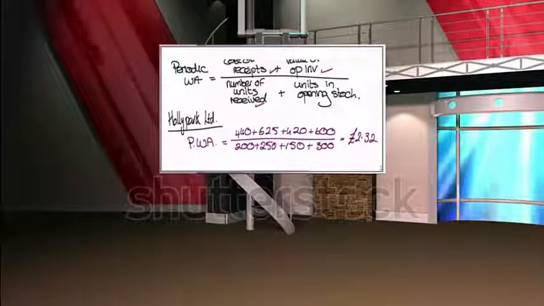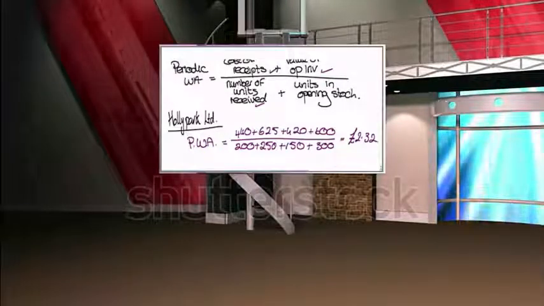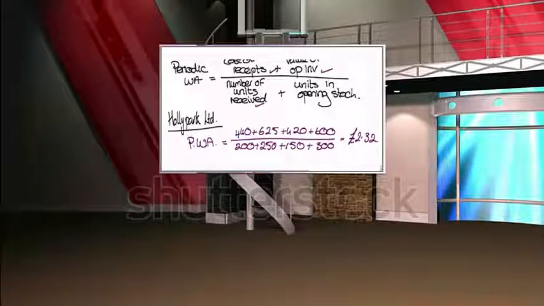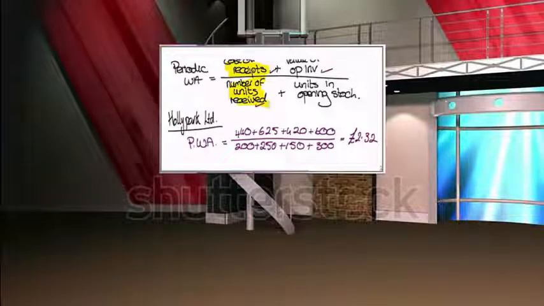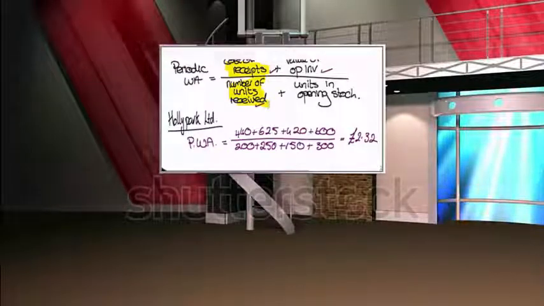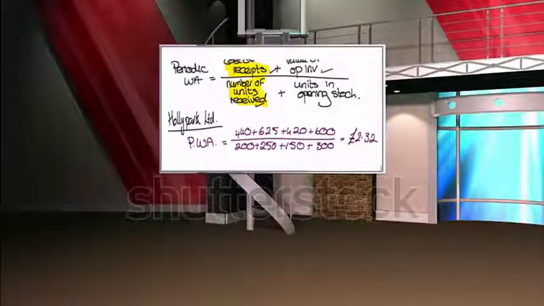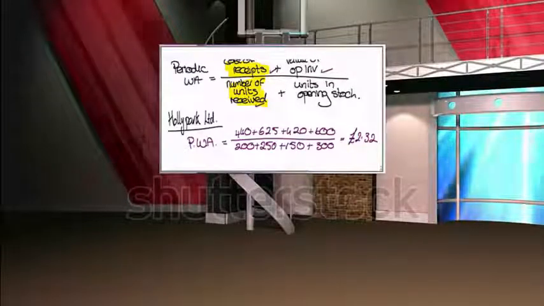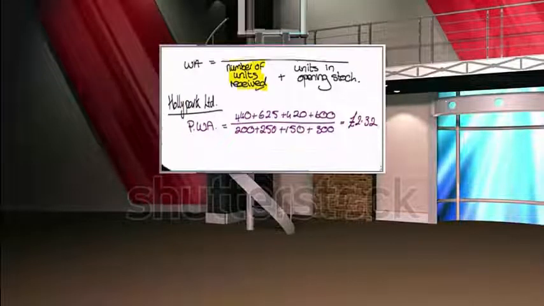So remember, this is something we can only do at the end of the period, because it's only then we know what our total receipts were and what the total cost of our receipts were. After we've calculated our periodic weighted average for the period, then we would go back and put a value on each of our issues.